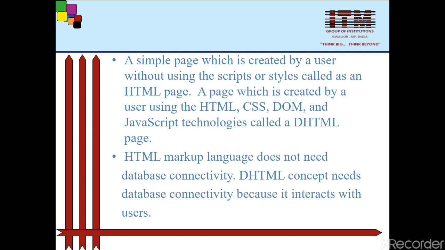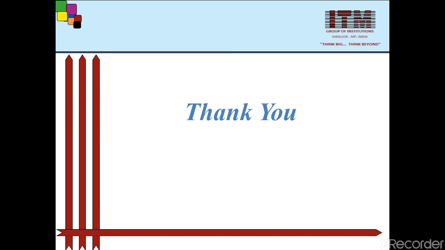And next difference is, a simple page created by a user without script or style is called an HTML page, and when a page is created by using HTML, CSS, DOM and JavaScript technology, it is called a DHTML page. And hypertext markup language does not need database connectivity because it cannot interact with the user, and the DHTML concept needs database connectivity because it interacts with the user.